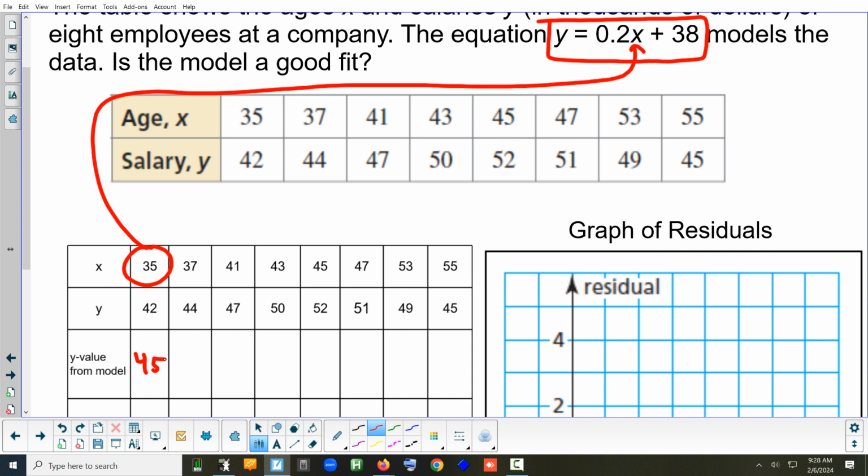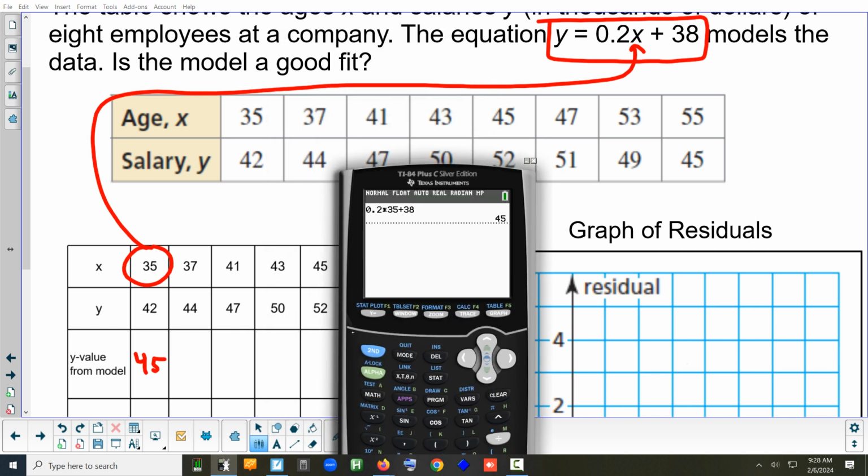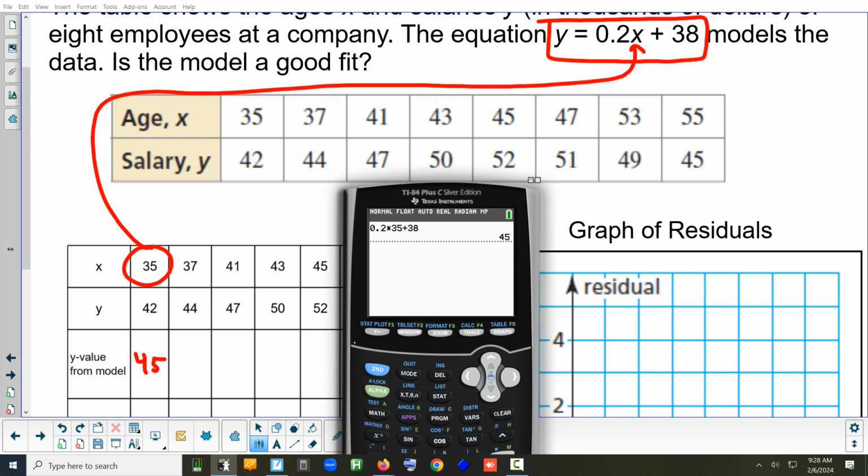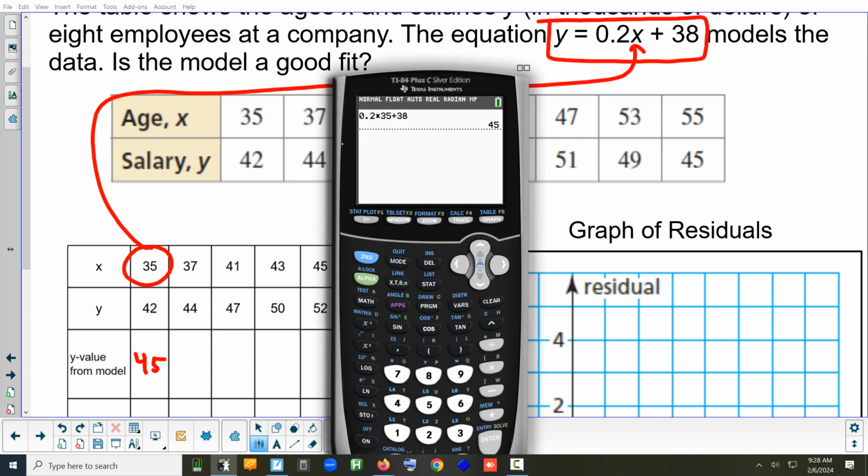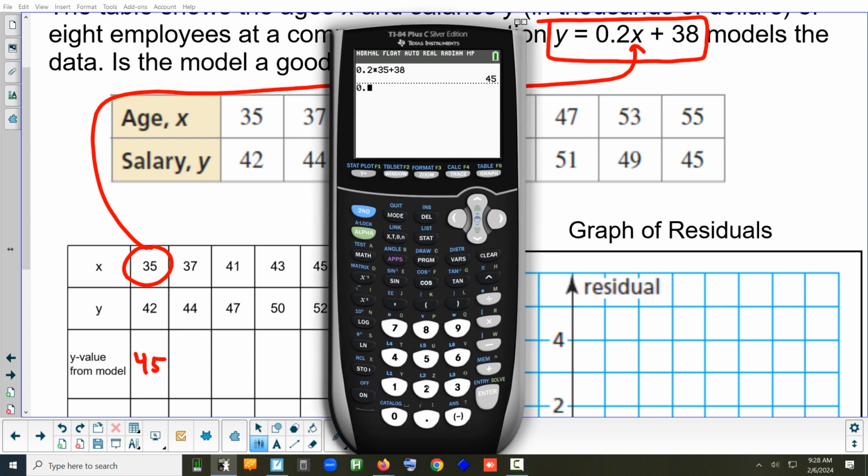Okay. Let's do the second one together. What's the next x value they want you to plug in? 37. So take 37, fill it in. Type 0.2 times 37, and then plus 38 on the end. And if we round that one, what would that round to?